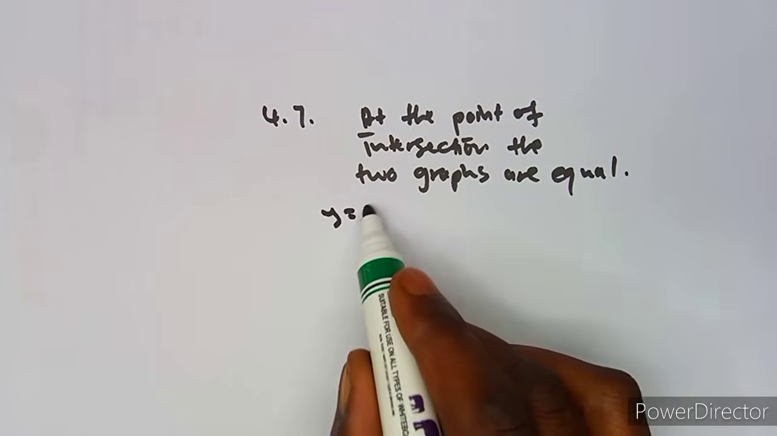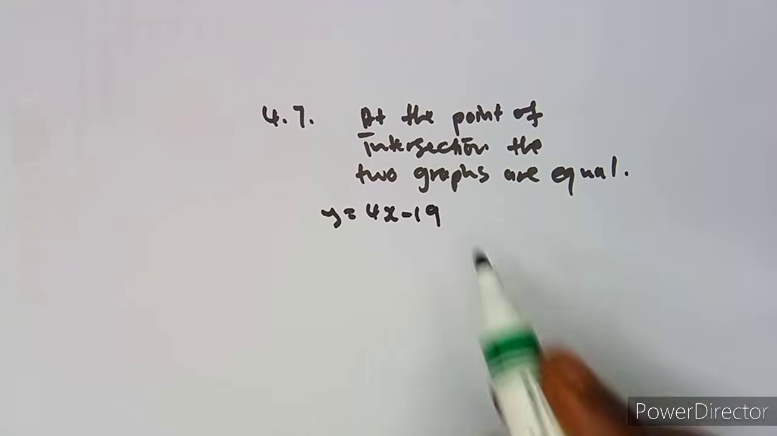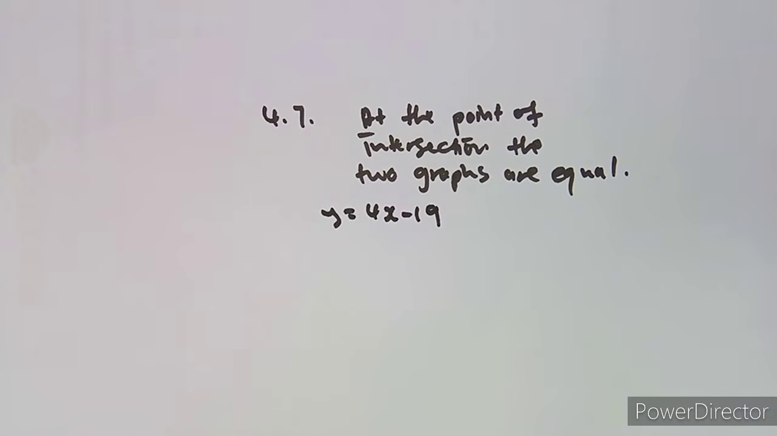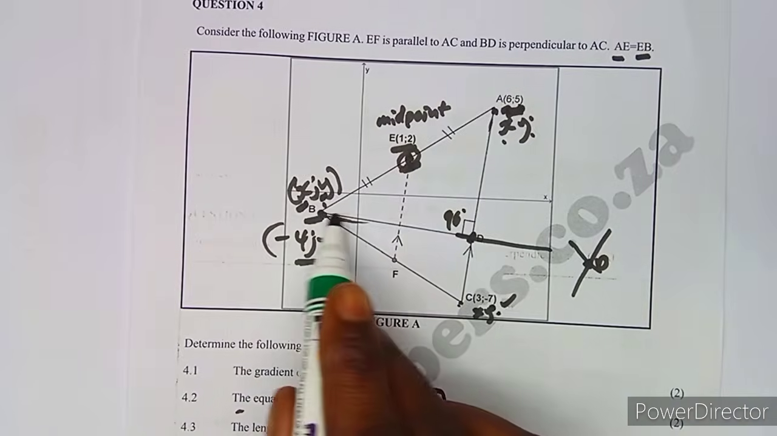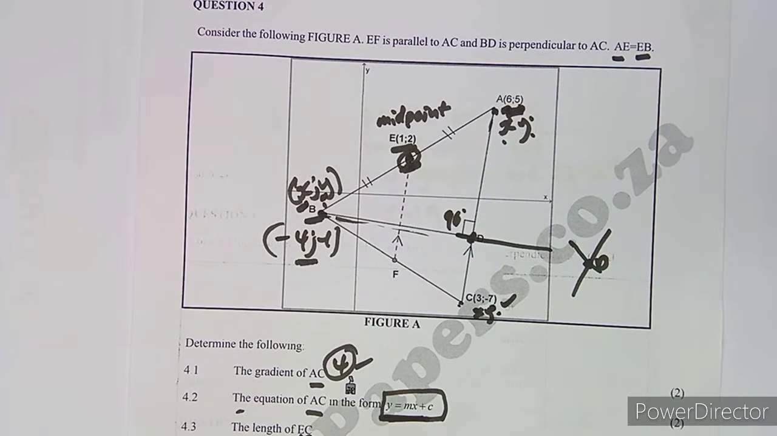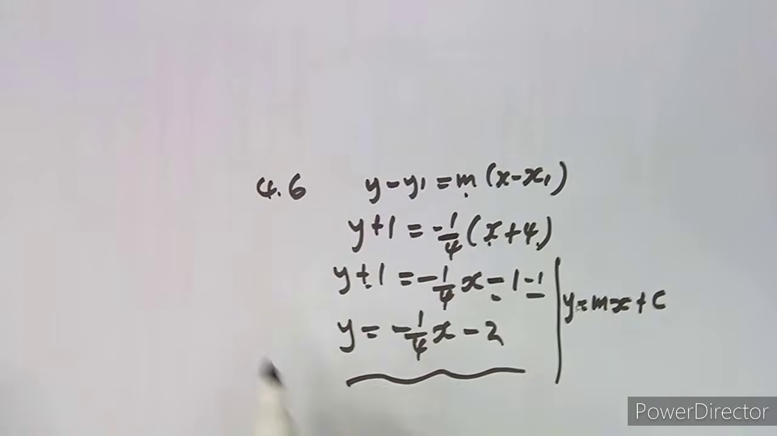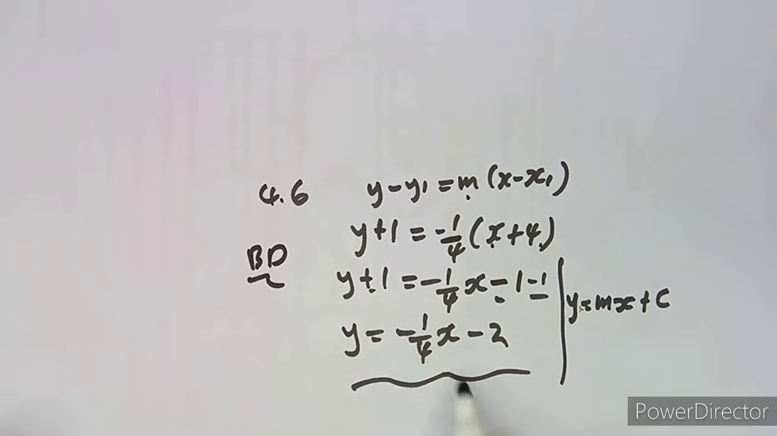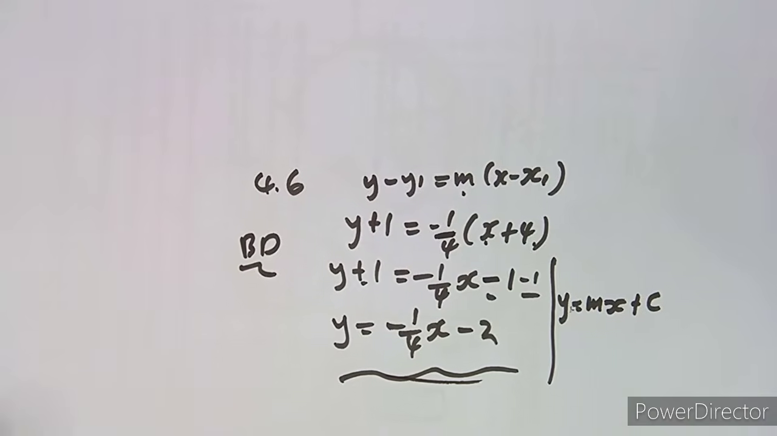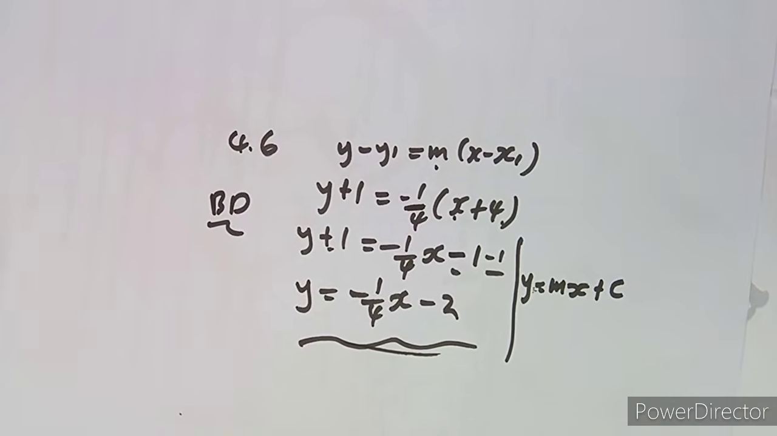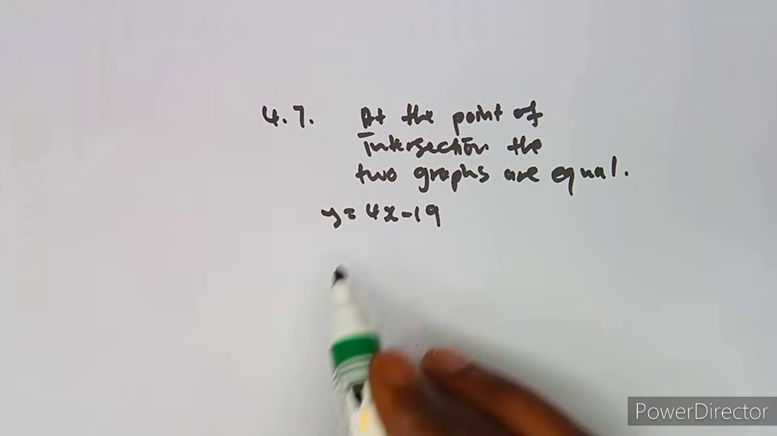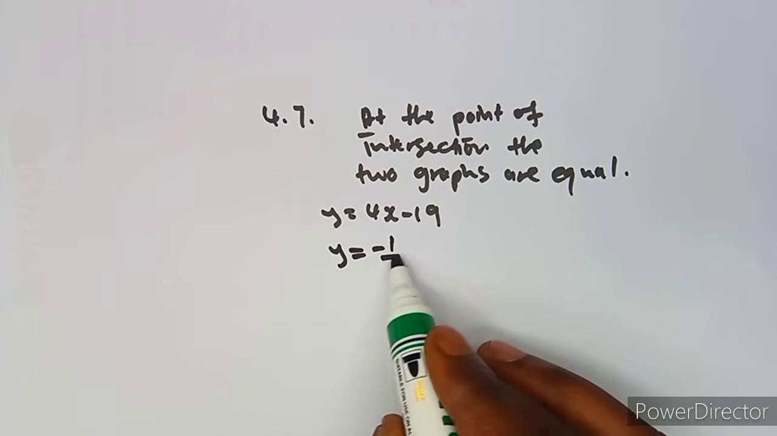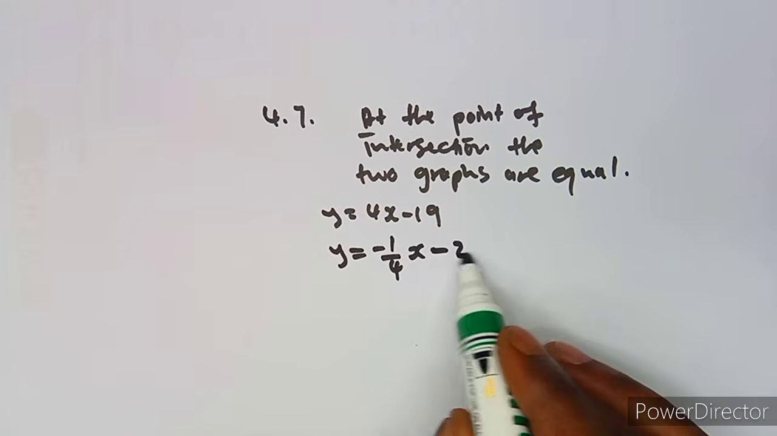So we have y is equal to 4x minus 19, which is the equation of what? Of BD. Okay, we calculated BD, that is on 4.6. So this was our 4.6 here, so this was our BD. This is the equation of BD, which we obtained: y is equal to minus 1 over 4 x minus 2.